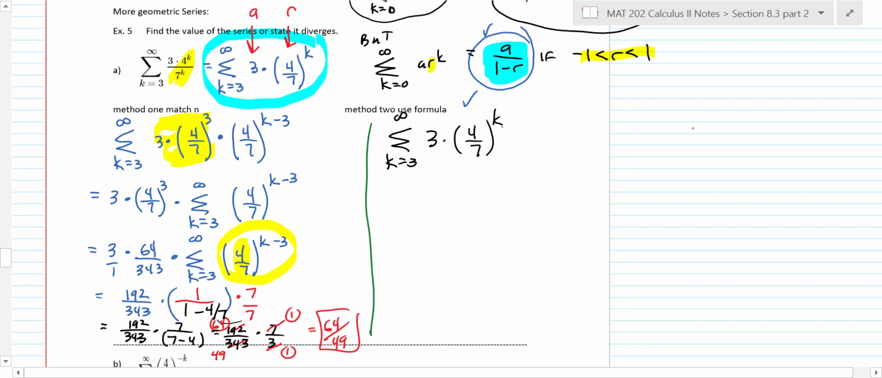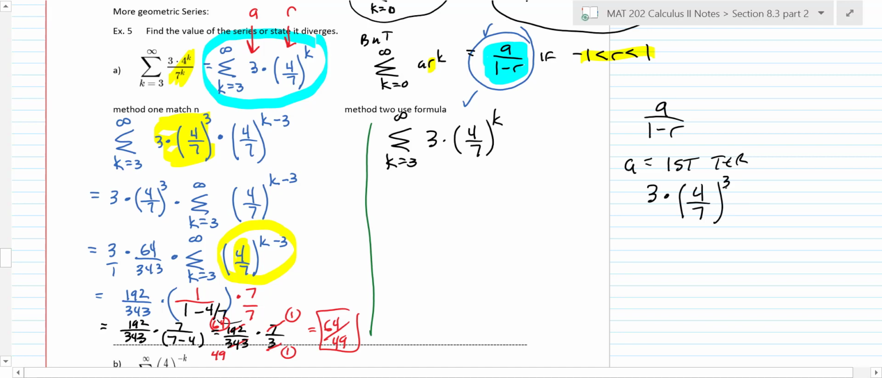Okay, now we're going to use the formula a over 1 minus r. We do know this thing converges because the ratio 4/7 is between -1 and 1. Okay, well, all you got to do is figure out what a is, the first term. So you can just do this. The first term would be 3 times (4/7) to the 3rd power.